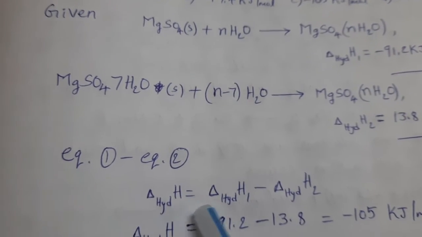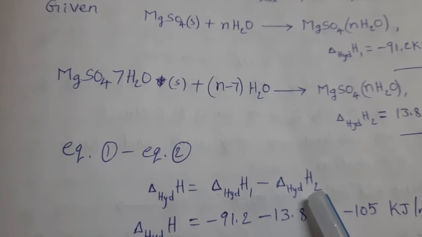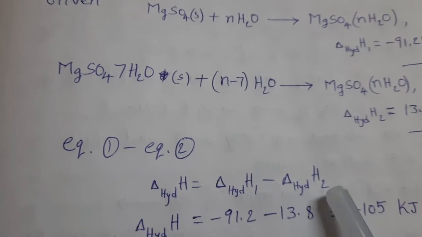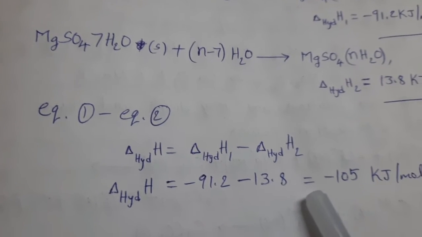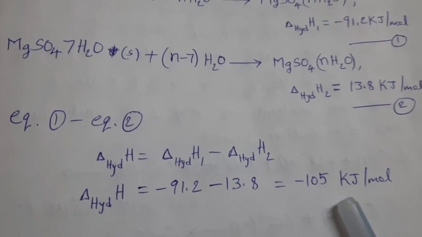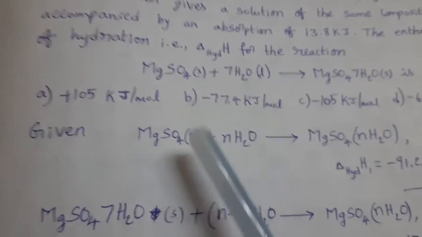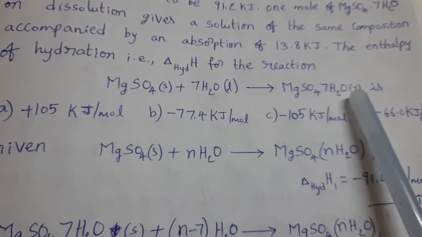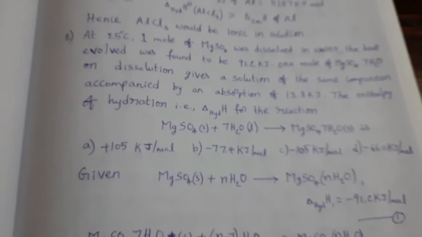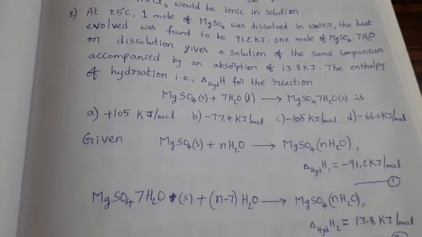Enthalpy of hydration equals enthalpy of hydration in the first reaction minus enthalpy of hydration in the second reaction. So by doing calculation, we get the answer, minus 105 kilojoule per mole. This is the enthalpy of hydration for this reaction. Okay students, practice all these numericals, then you can do well in exams. See the next one.